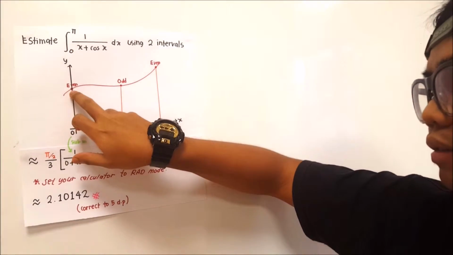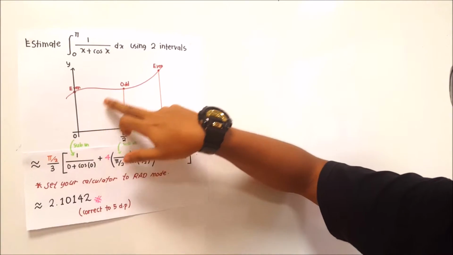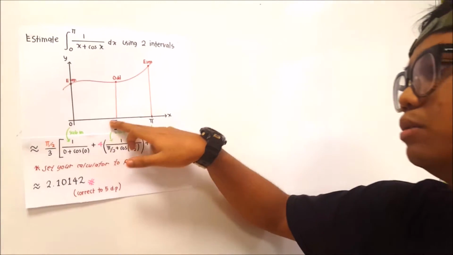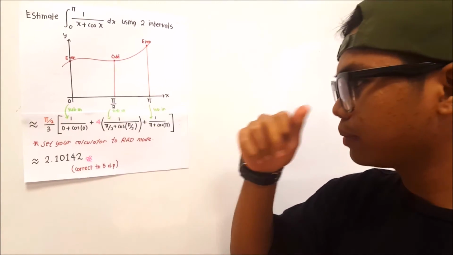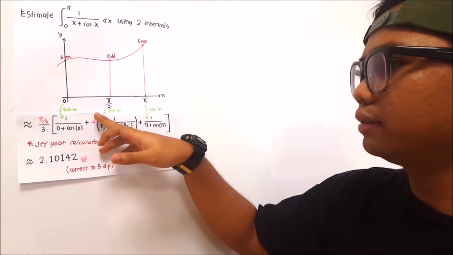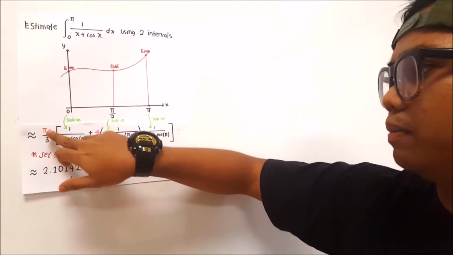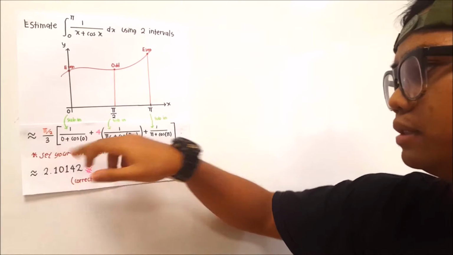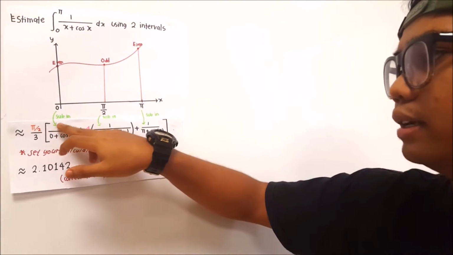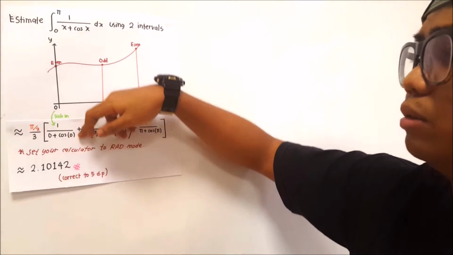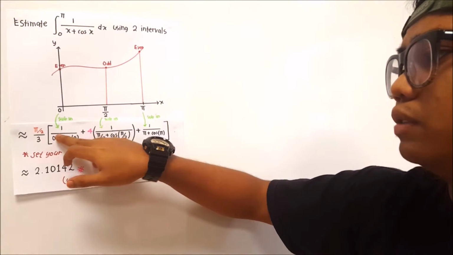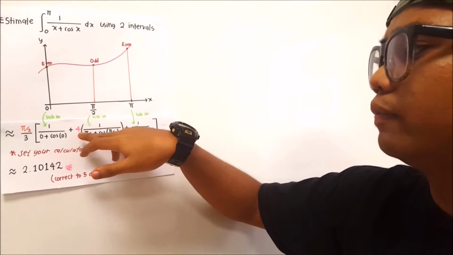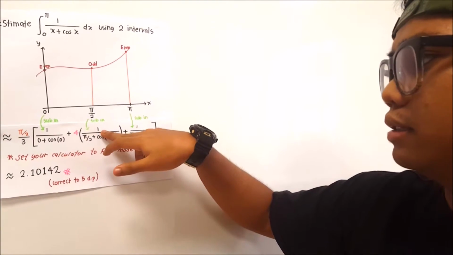Then you put even for the first height, odd for the second height, and even for the third height. So in the middle it will be pi over 2. Using the formula, we sub in pi over 2, which is h, the size of the interval, over 3, times the first height, which is 0, and we sub into the equation. So it will be 1 over 0 plus cosine 0. And we will add the sum of the odd heights times 4.